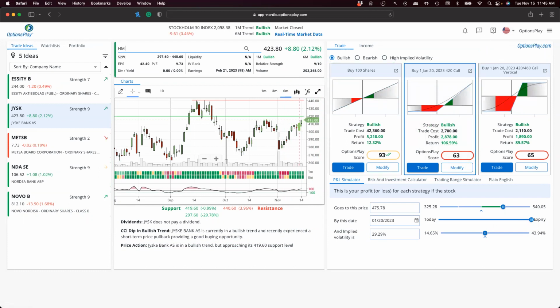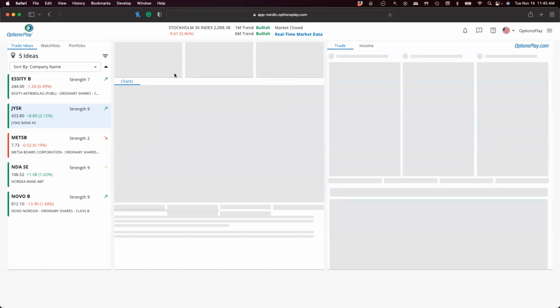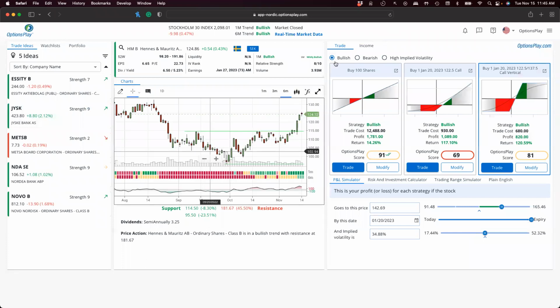So for example, if we want to look at H&M, let's say we want to take a look at a bullish position here in H&M, I can pull this up and I can look at buying a call option versus buying a stock in H&M. So let's say I'm looking at buying 100 shares, which will cost me 12,000 crowns, or I'm looking at buying a January 122.5 call option for 930 crowns.